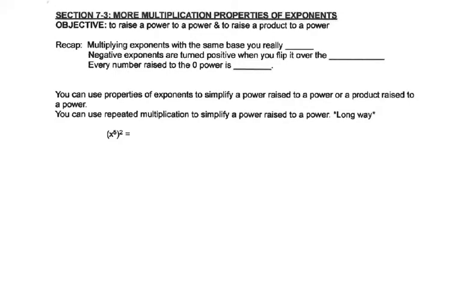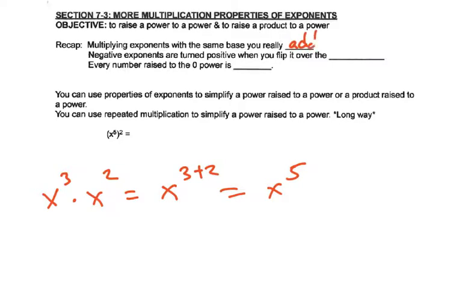Hello, algebraic reasoning. Today we're going to be talking about some more advanced multiplication properties of exponents. So to recap, the first question is saying multiplying exponents with the same base, what do you really do? So this is saying like if you have x to the third times x squared, what actually goes on? And we said that means you're going to add and you'll get x to the fifth. So you really add the exponents.